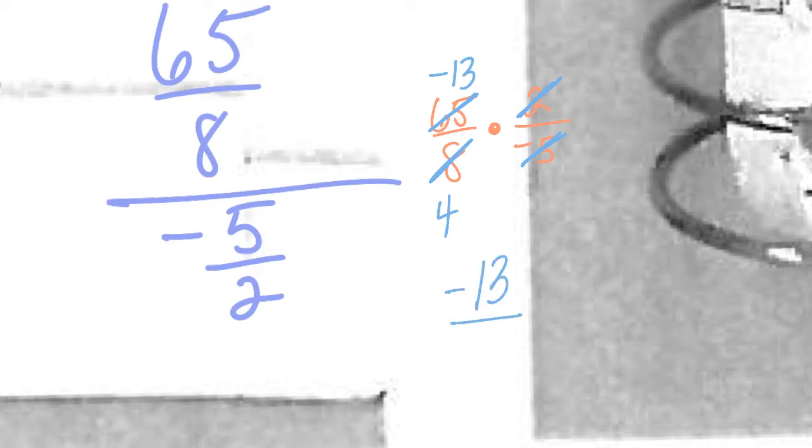No. When I have a fraction and I'm dividing by a fraction, what do I have to do? Multiply by the reciprocal. So I have 65 over 8 times 2 over negative 5. So let's reduce where we could reduce. 2 and 8 can reduce to be 4. How many times does negative 5 go into 65? 13. Good. So my answer looks like it's negative 13 over 4. All right, let's try to put that in our calculator.